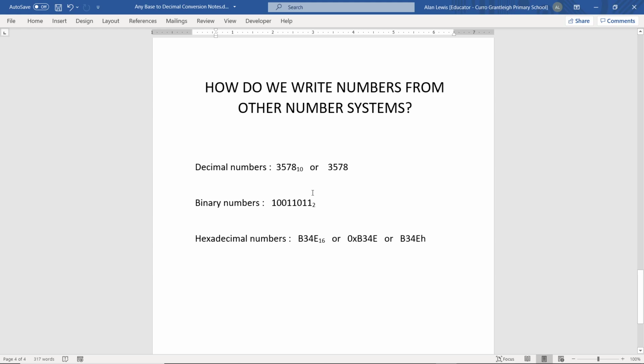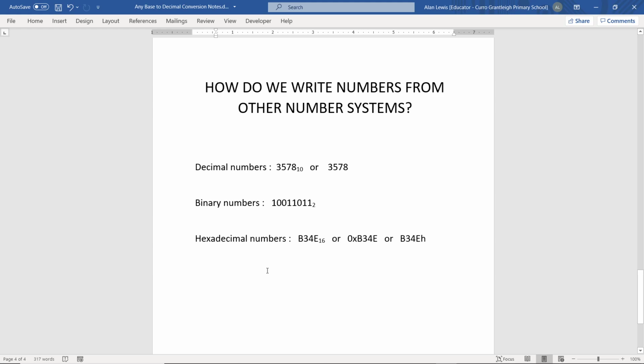Here's a binary number, 100111011. To indicate that it's a binary number, I put a little subscript 2. You put the base, whatever number system you're in, as a tiny small number at the end. So you can see I've put a little 2 there. That shows that's a binary number.